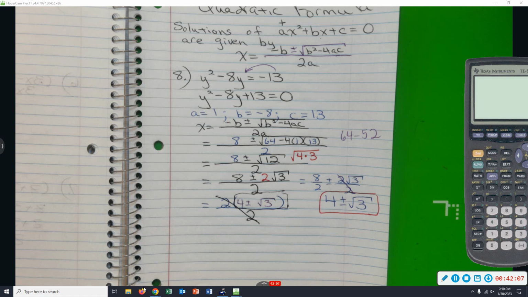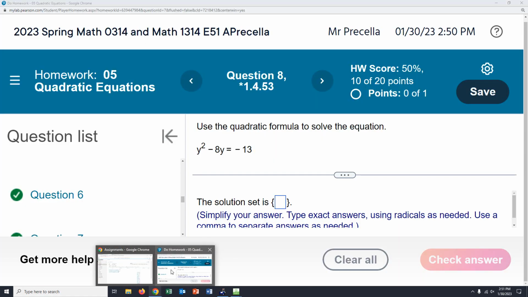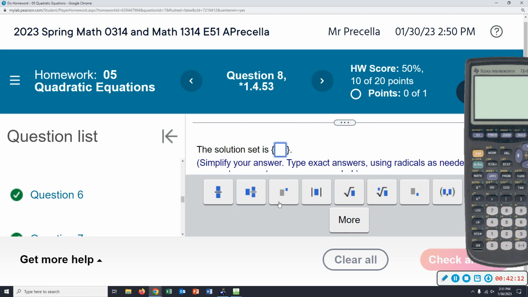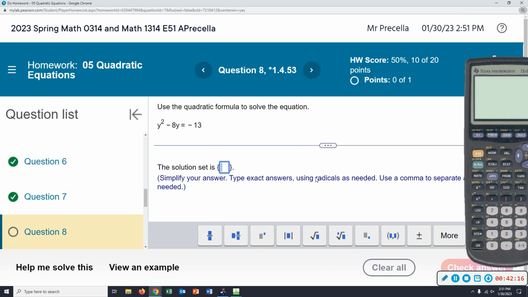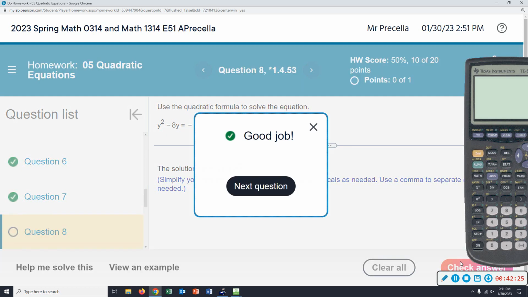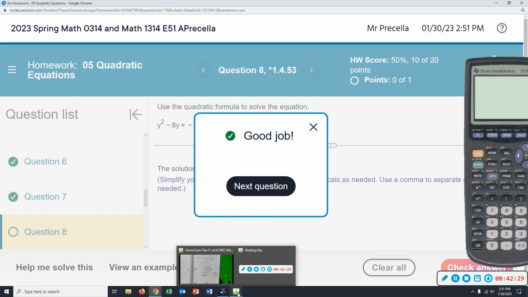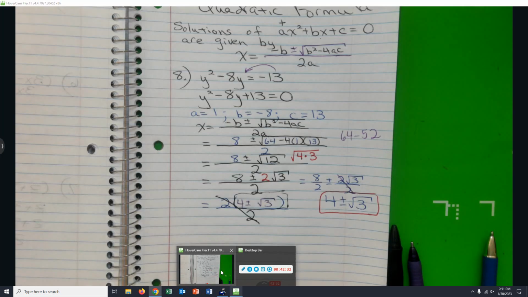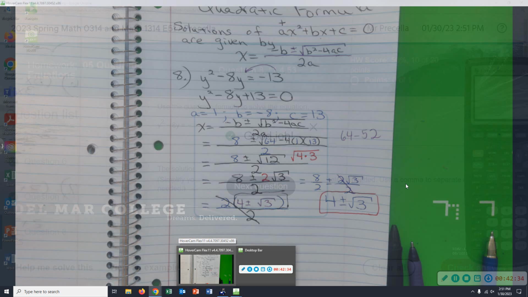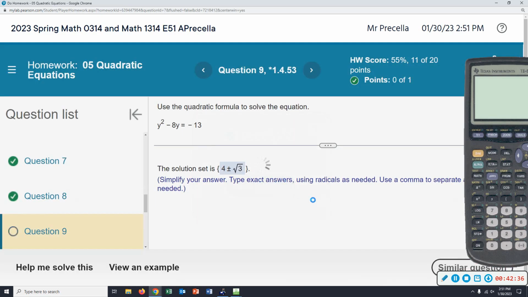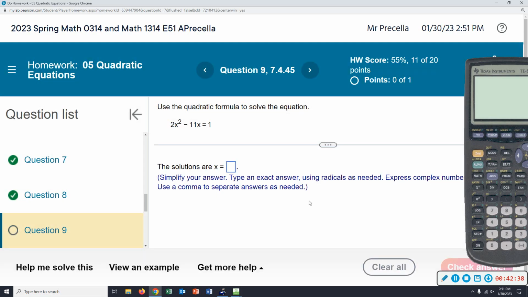Okay, let's try typing in the answer. Watch, after all of this, they say it's wrong. Oh, let me see. There. So what was it? 4 plus or minus the square root of 3. Any questions on that? Let's do another one. Let's do 9. Jump to 12.